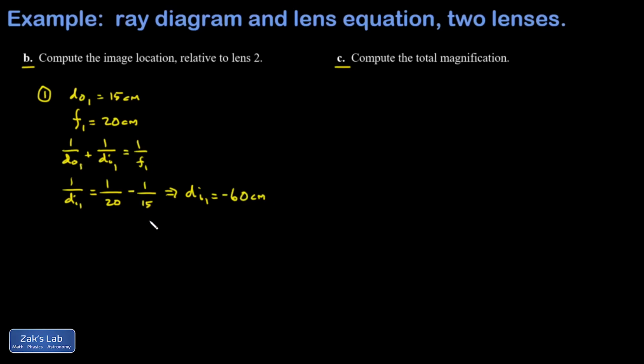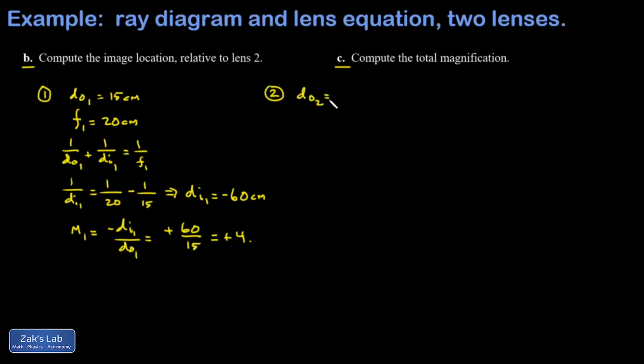In other words, it's a virtual image on the left side of that first lens, just like we saw in the ray diagram. My magnification at that step is going to be negative DI1 over DO1. And when I plug in the negative 60, I end up with a positive result, and that's 60 over 15, so it's a magnification of plus 4. So the first image is 4 times taller than the original object, which also agrees qualitatively with what we saw in the ray diagram.